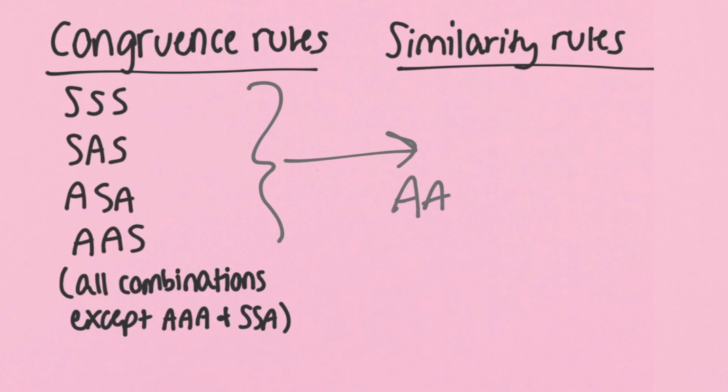For example, if you have a triangle and another triangle where two of the angles match up, they're congruent, then that automatically means that the third angle has to be congruent because all the angles in a triangle have to equal 180 degrees, and it'll make the sides all proportional.